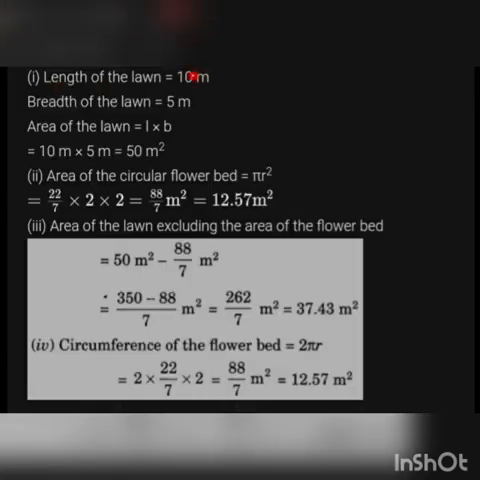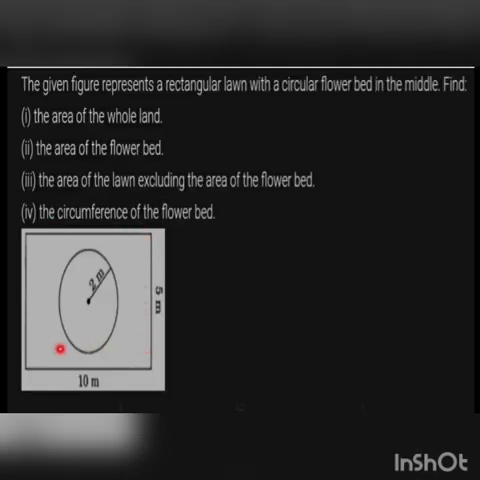So length of the lawn is 10 meter, breadth of the lawn is 5 meter. So area of the lawn is L into B, that is 10 meter into 5 meter is equal to 50 meter square. So everything is inside this rectangle. So the area of the whole land means area of the whole rectangle.